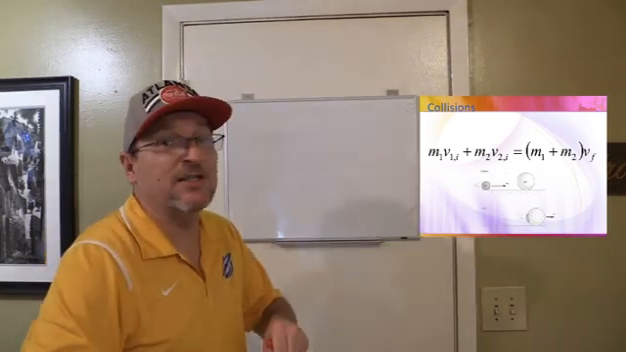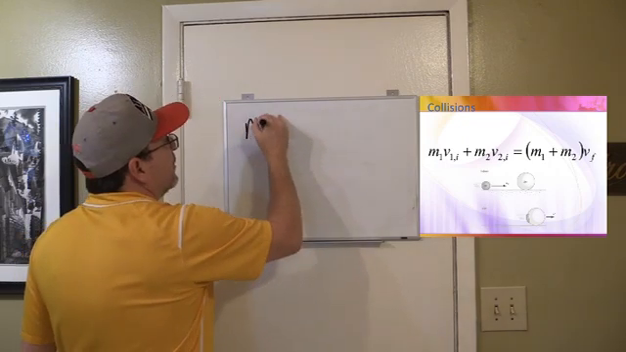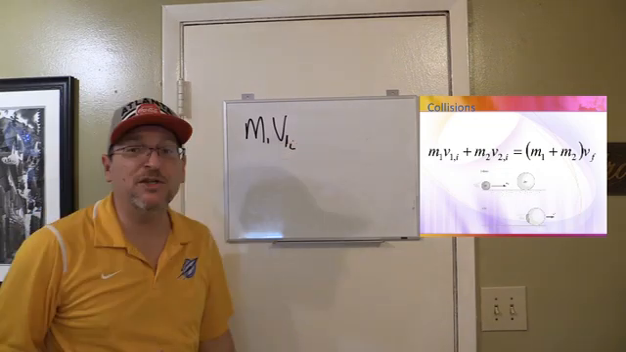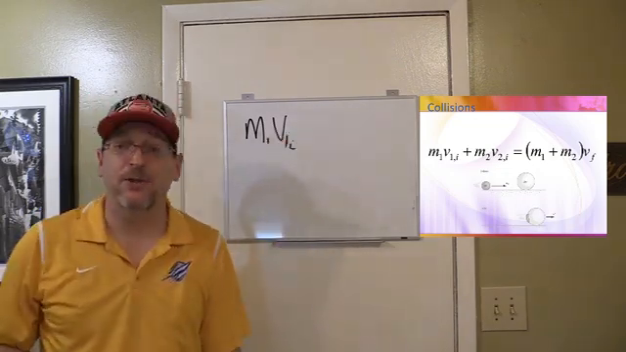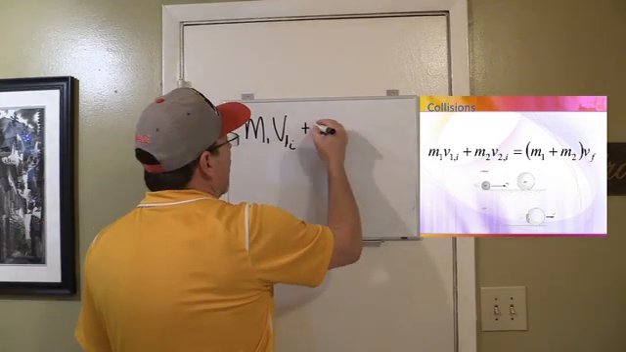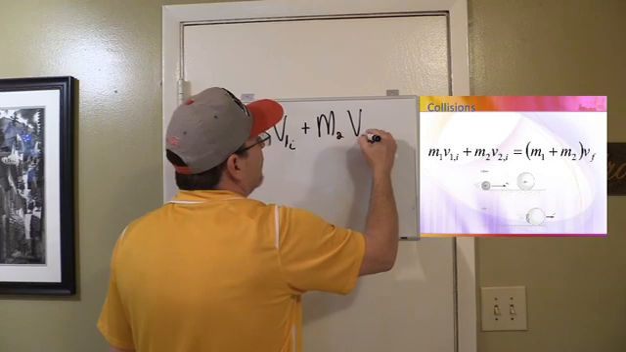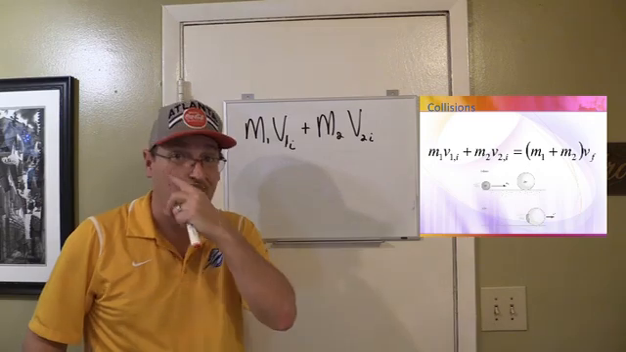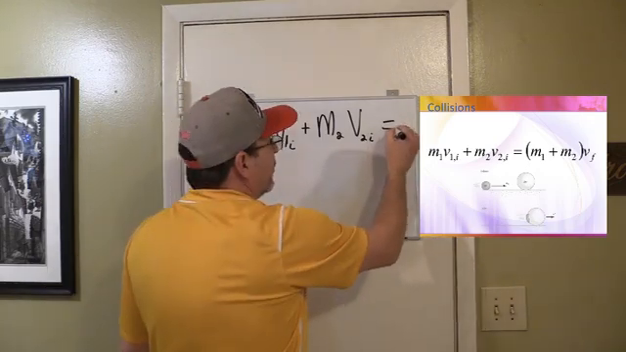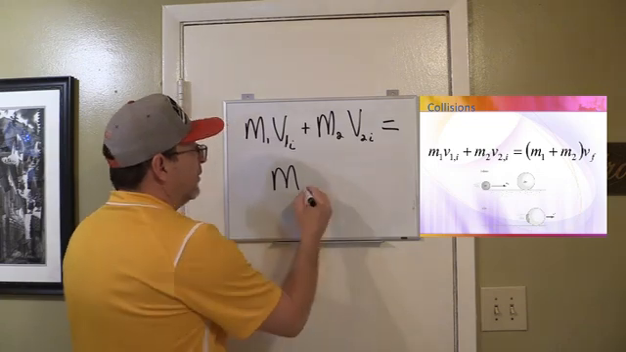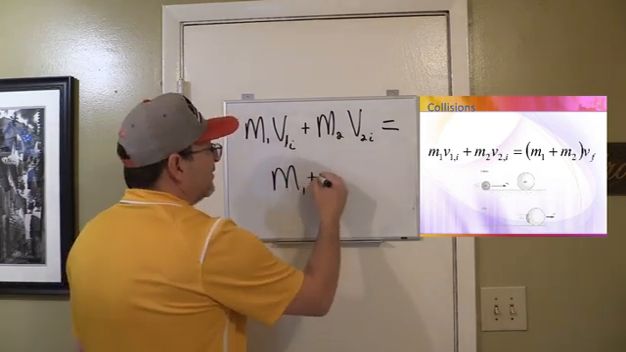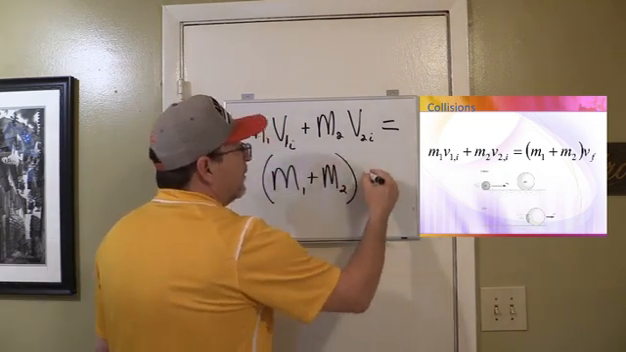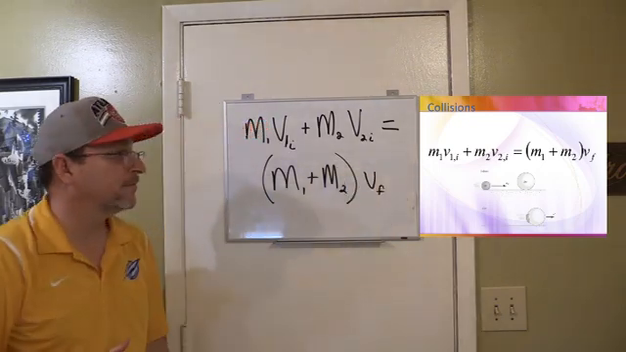Okay, so let's take a look at this formula. This is you. You're standing at the door. Mass 1, velocity 1, initial. You look up and you see your dog. Okay? Mass of the dog times velocity of the dog, initial. Okay? That's going to equal the mass of you plus the mass of the dog times the velocity final. Okay?